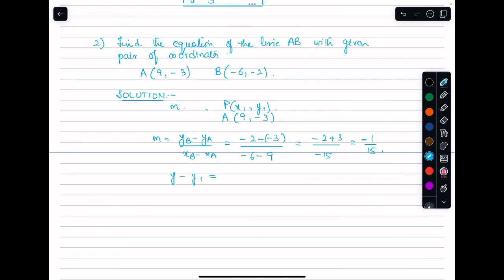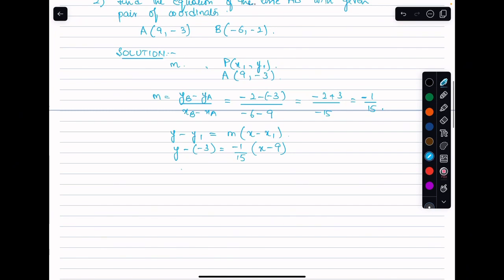I know the line equation. It's y minus y1 equals gradient times x minus x1. Substituting y1 as -3, gradient as -1 by 15, and x1 as 9, and solving it further, this is y plus 3 equals -1 by 15 times x, and a positive 9 by 15, which can further get simplified to 3 by 5.